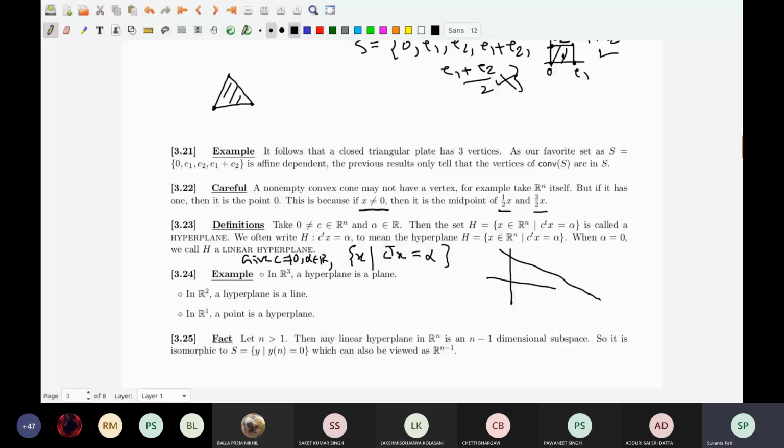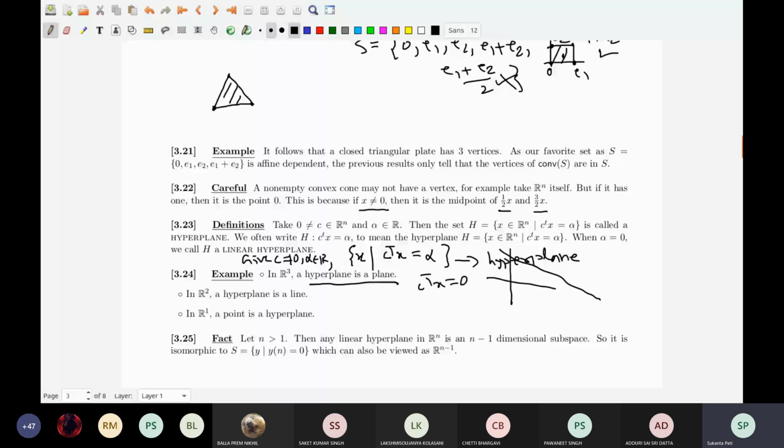If I put C transpose x equal to 0, that is, take alpha equal to 0, what am I seeing? I am seeing the orthogonal complement of the vector C, the subspace that is orthogonal to the vector C. And in Rn, that is a subspace of dimension n-1. So for example, in R3, a hyperplane means a simple plane. In R2, a hyperplane means a line. In R1, a point is a hyperplane.